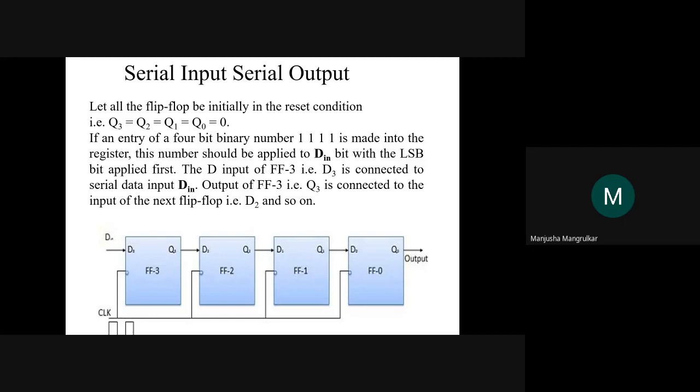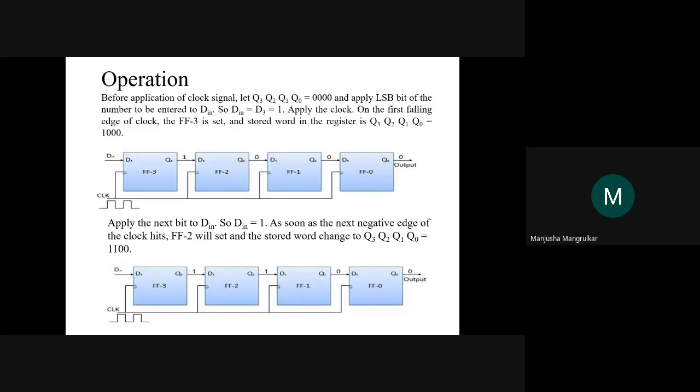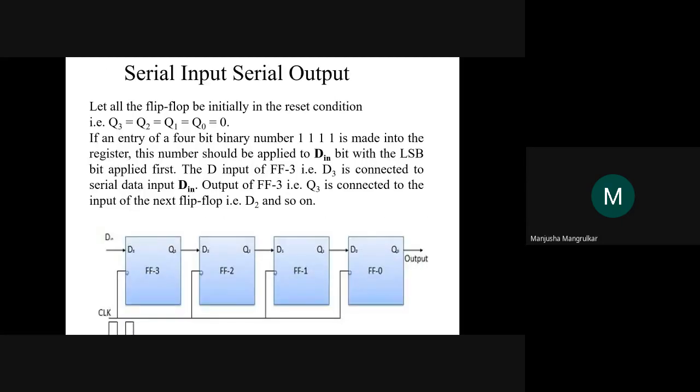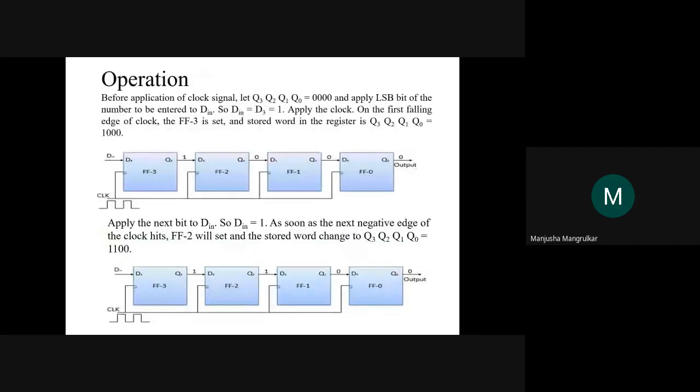Now we will see how it is functioning. Before applying a clock signal, Q3, Q2, Q1, Q0 are all 0, because it is reset. By applying the LSB to D in, D3 is equal to 1. In a D flip-flop, whatever data is at the input goes to the output. That's why the D flip-flop is used here, as we have seen earlier.